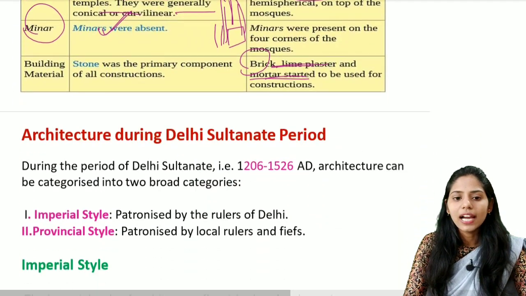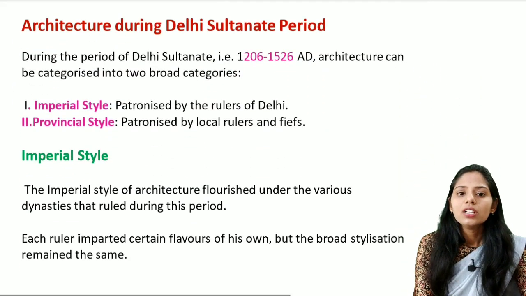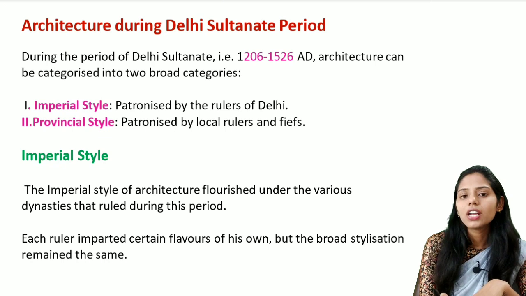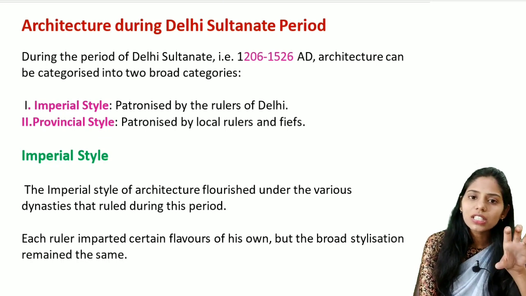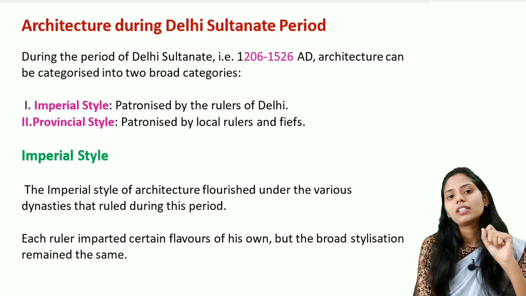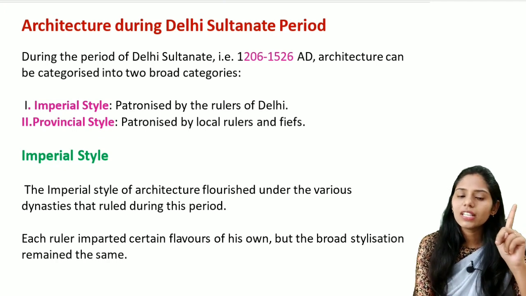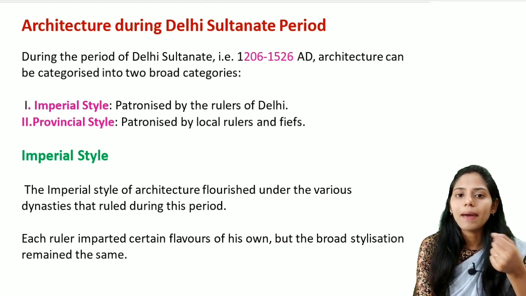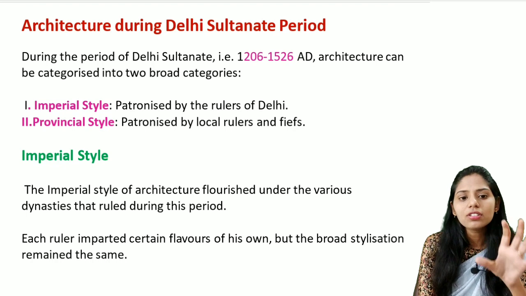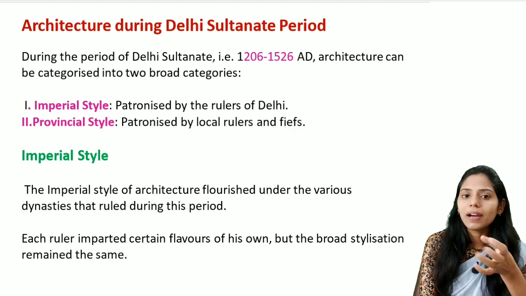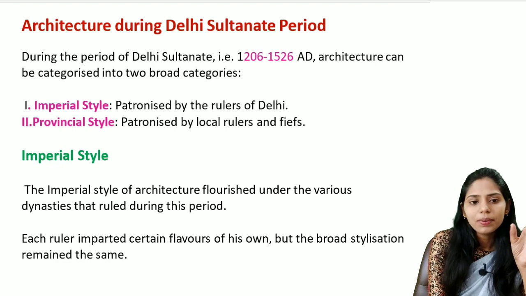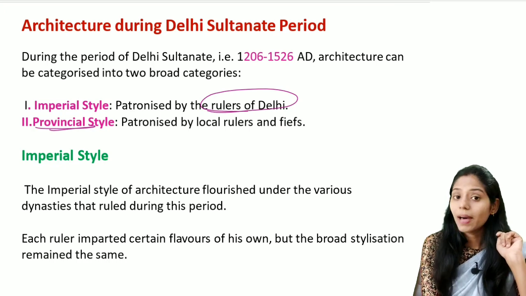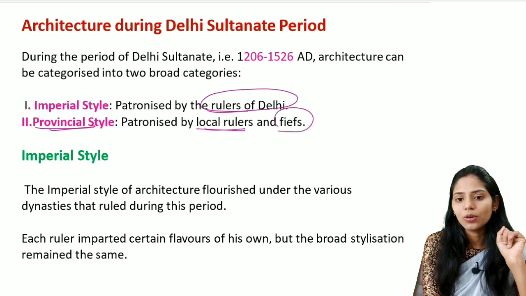And let us move on to the architecture during the Delhi Sultanate time. The time period is from 1206 to 1526 AD. And the architecture during the Delhi Sultanate time is mainly of two types. The first one is the Imperial style and the second one is the Provincial style. The Imperial style is mainly patronized by the rulers of Delhi, and the Provincial style is mainly patronized by the local rulers and also the fiefs.